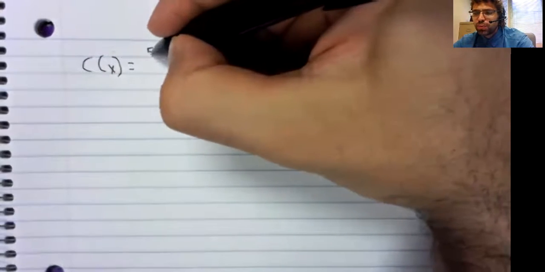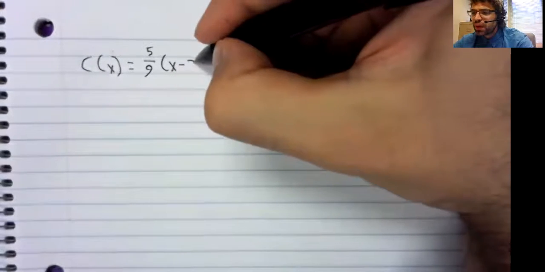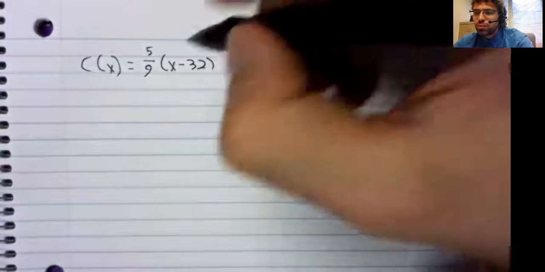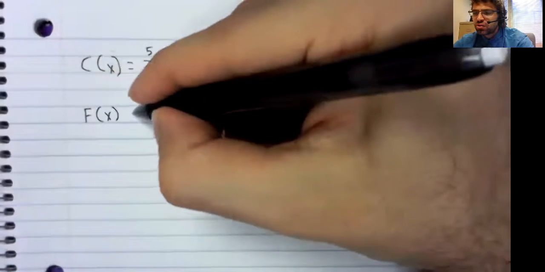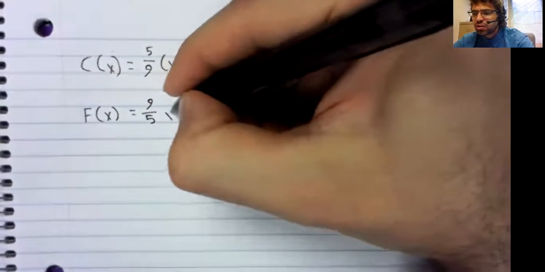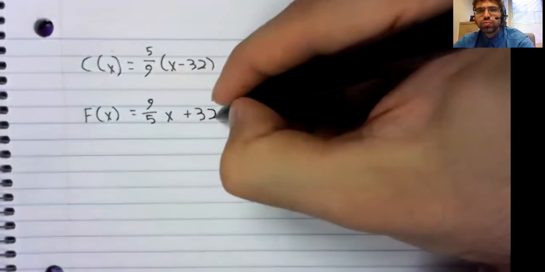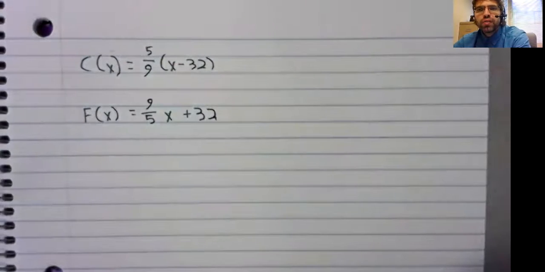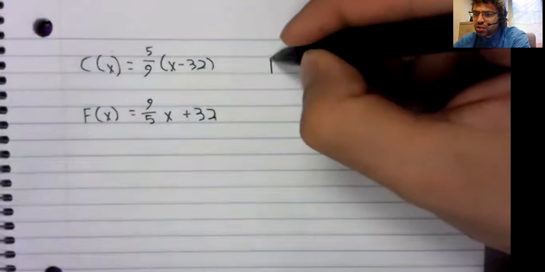C of x equals 5/9 times x minus 32. And f of x equals 9/5 x plus 32. And some of you might recognize them. These are conversion functions.